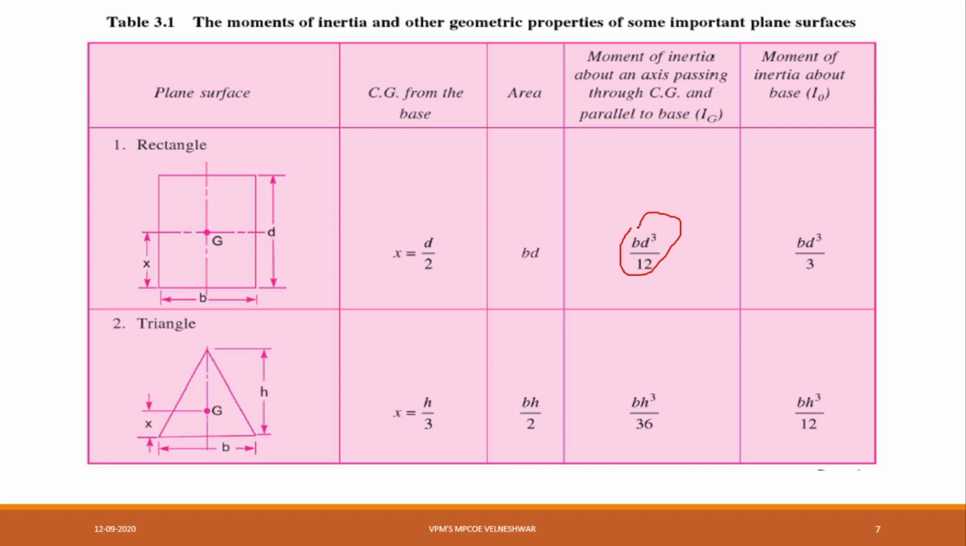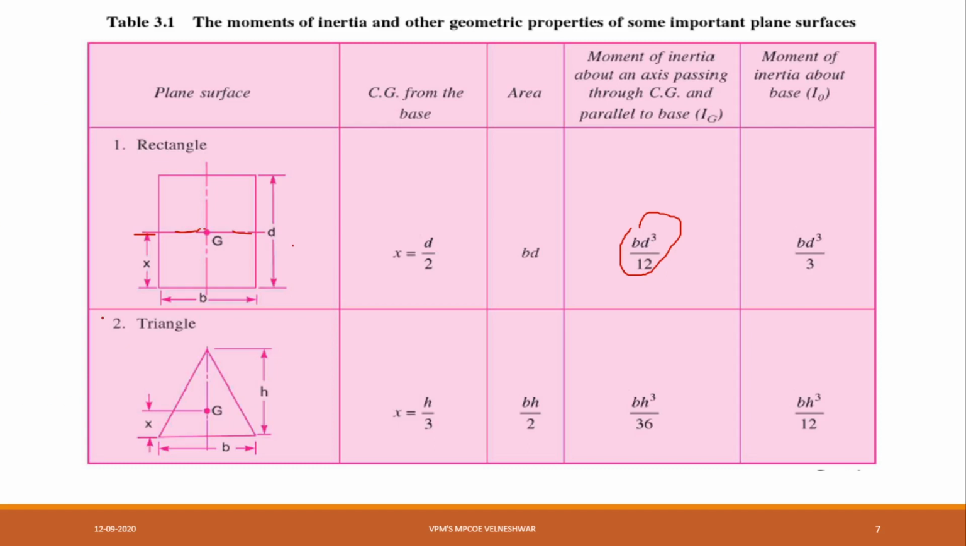See here, first of all, what is the area? B into D. Then X is nothing but the center of gravity. The center of gravity, how much? The formula is D by 2. Now the moment of inertia formula is BD cube by 12, and the moment of inertia about Iy is BD cube by 3.